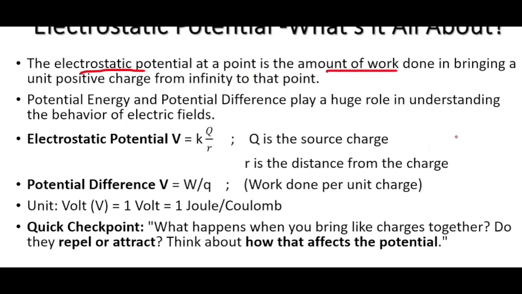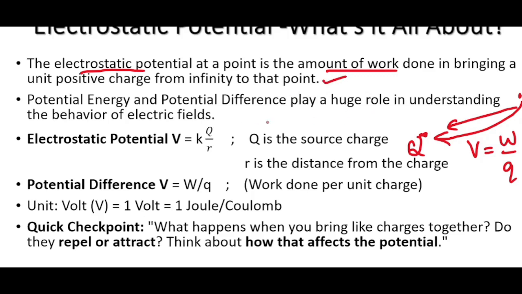Okay. Suppose there is a charge over here, a point charge, capital Q. A charge is kept over here, and you are bringing another charge, small q, from infinity, from a very far away point to nearby this point. Then we define potential as the amount of work done in bringing a unit charge from infinity to this point. This is called the electrostatic potential. This is the basic definition of it.